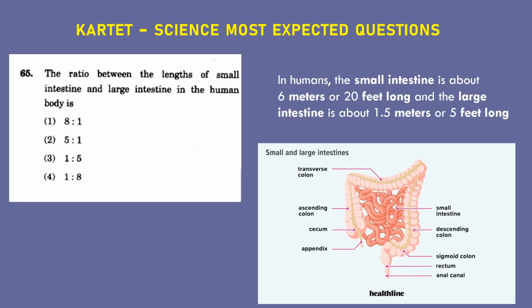Let us see the question. The ratio between the length of small intestine and large intestine in the human body is, they are asking the ratio of length of small intestine and large intestine. In humans, the small intestine is about 6 meters or 20 feet long, and the large intestine is about 1.5 meters or 5 feet long. Then 20:5, 5 ones are 5, 5 fours are 20. Here the ratio is 4:1, but here they have given 5:1. Therefore the nearest ratio in these options is 5:1. Therefore 5:1 is the correct answer.